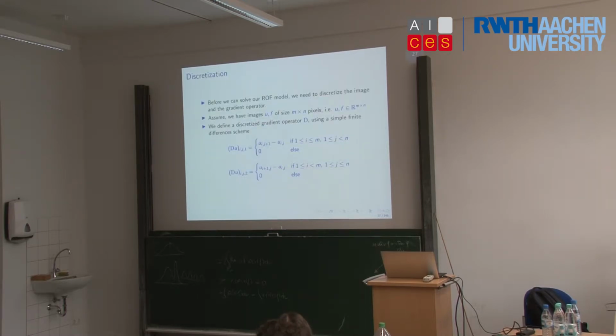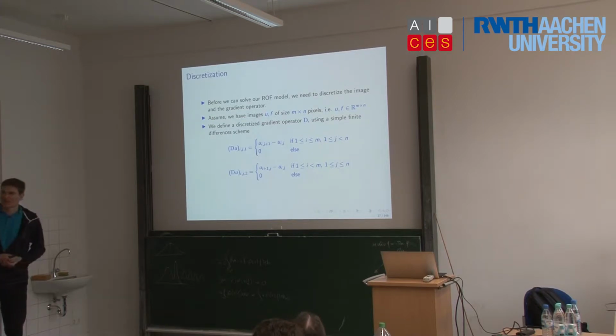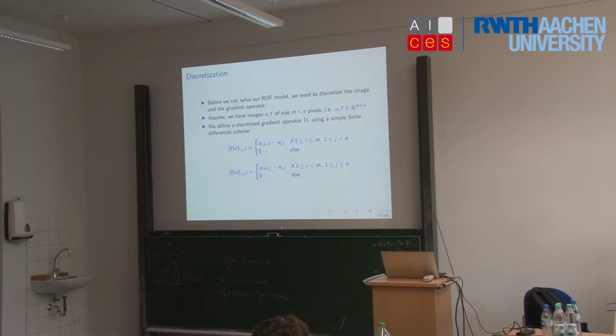Discretization. Before we can start solving this model, we need to think about how we can discretize it in order to simulate it. Usually what we're doing is we say, okay, we don't have a continuous image function. We have an image which is discretized on a regular grid. What we assume is that we are given an m times n pixel grid. So we can say u is an element and f is an element of R^(m times n). Each pixel can take a real value, and we have m times n different values.